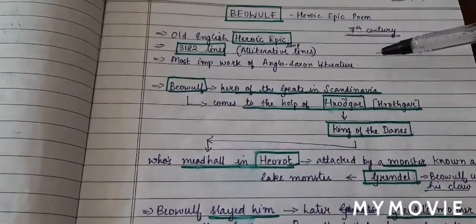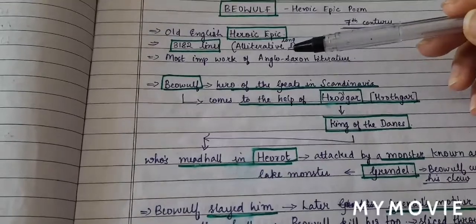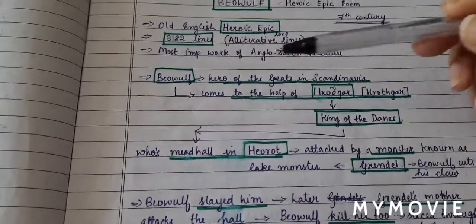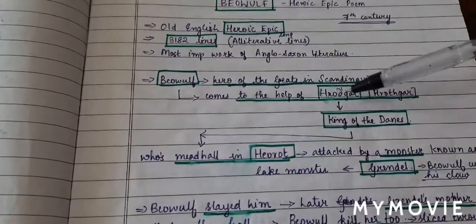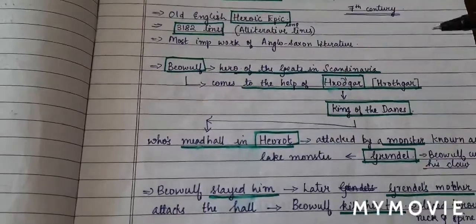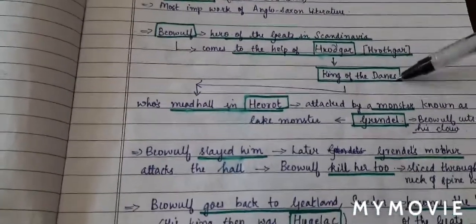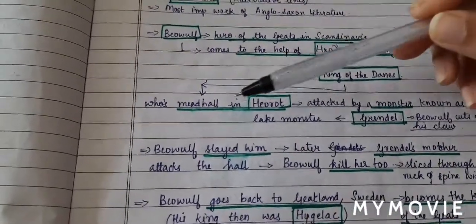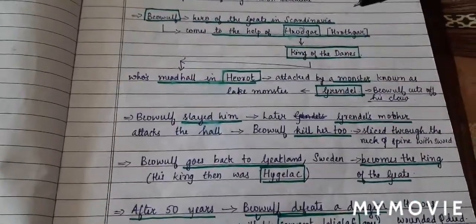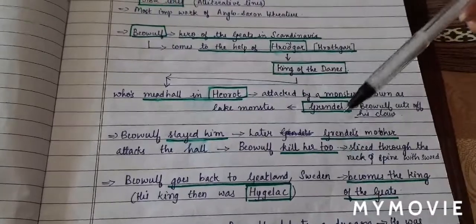So, about the story of Beowulf. Beowulf is the hero of the Geats in Scandinavia. He actually comes to the help of Hrothgar. Hrothgar is the king of the Danes, whose mead hall in Heorot is attacked by a monster known as Grendel.